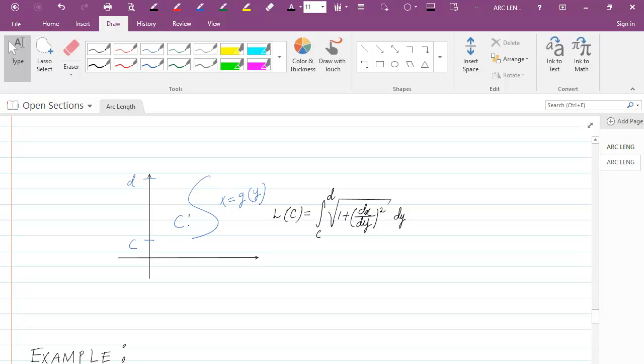Okay, so I'm not going to show you how to evaluate this integral, but if you are given a curve in terms of a function of y, then we can use this length formula here.